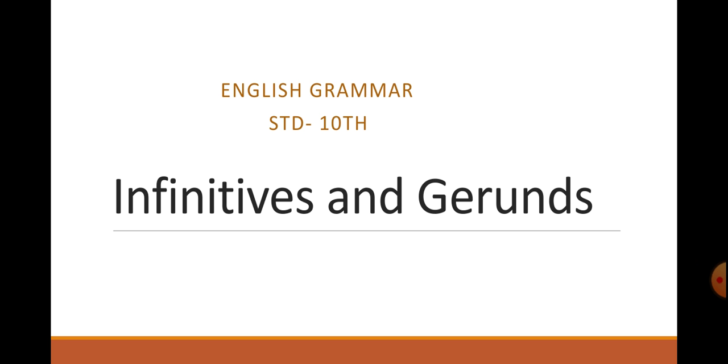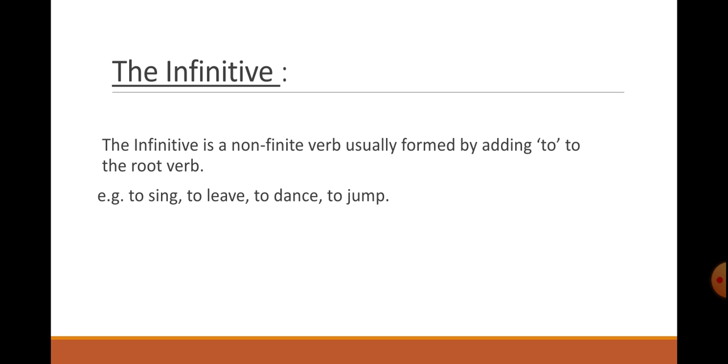Today we are going to learn about English grammar for 10th standard, infinitives and gerunds. Let's start. The infinitive. The infinitive is a non-finite verb usually formed by adding "to" to the root verb. For example, to sing, to live, to dance, to jump. All these are examples of infinitive. To sing, that means to plus V1. To live, to plus V1. These are the examples of infinitives.